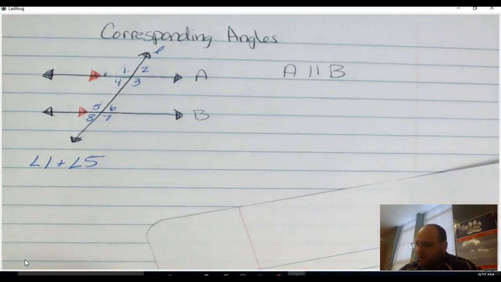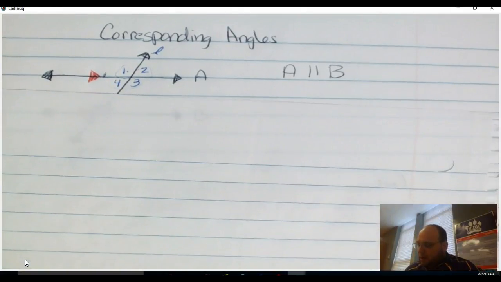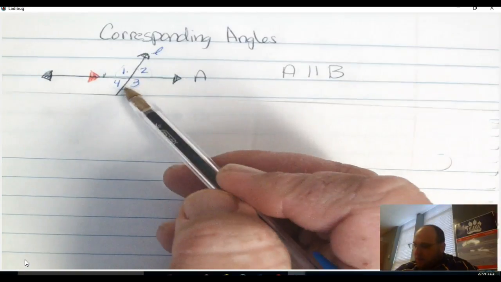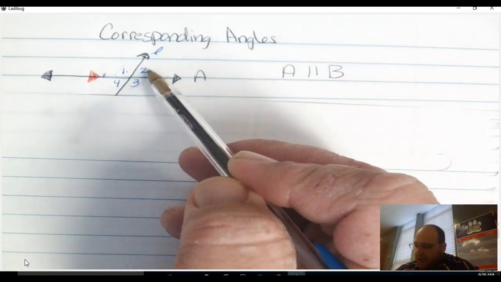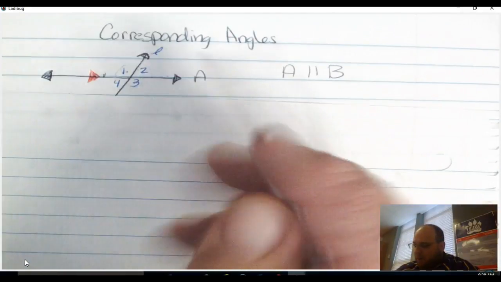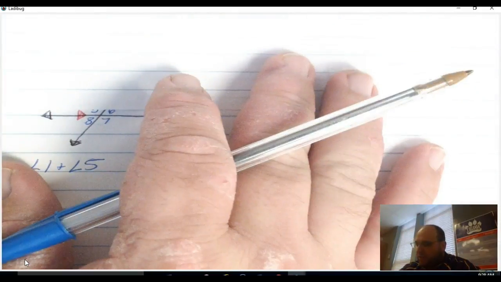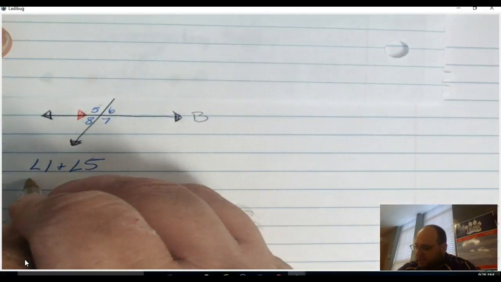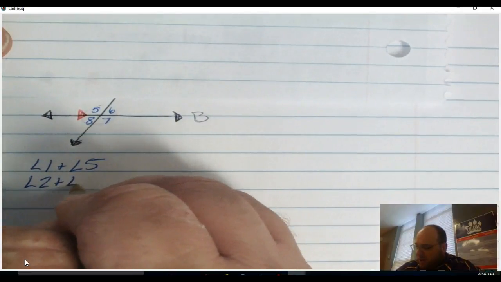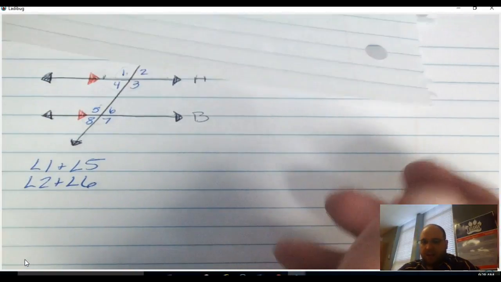All right, so I'm going to do that again. I'm going to cover up the second one. I'm going to look at the parallel line with the transversal line. The angle in the top right-hand corner is 2. So what I need to do is look at what angle is in the top right-hand corner on the other parallel line cut by the transversal line. So the one in the top right-hand corner is 6. So angle 2 and angle 6 are corresponding angles.